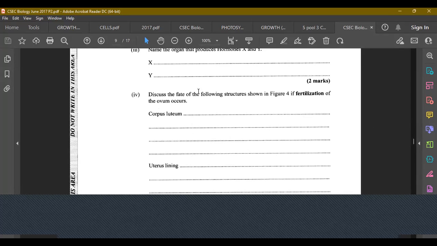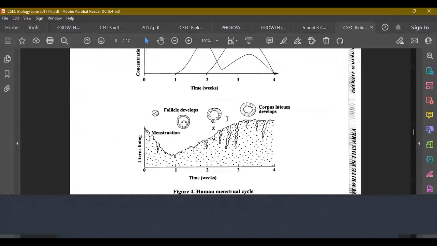All right. It says discuss the fate of the following structures shown in figure 4 if fertilization of the ovum occurs. So if fertilization occurs, what happens to the corpus luteum? Miss, the fertilized egg would produce hormones that would keep it so it would not disintegrate. Miss, is it like the navel string for the baby? No. The corpus luteum is the follicle that expels the ovum. Miss, doesn't the corpus luteum release progesterone?